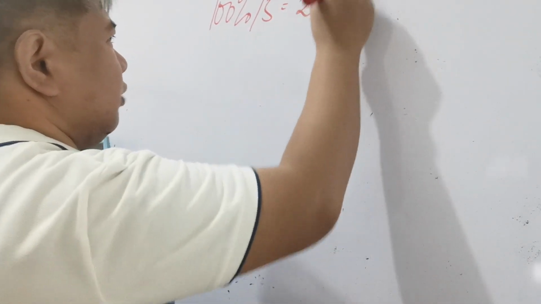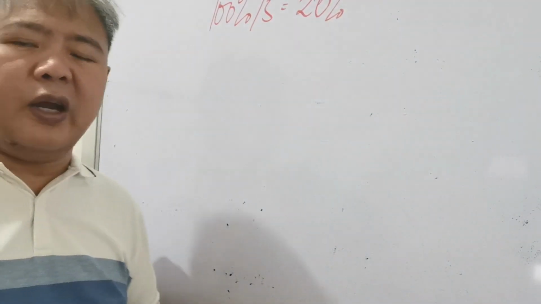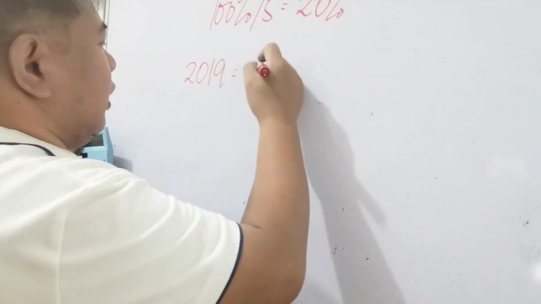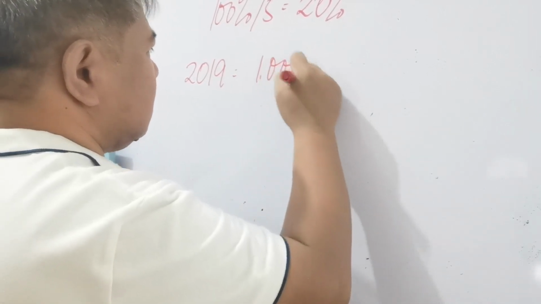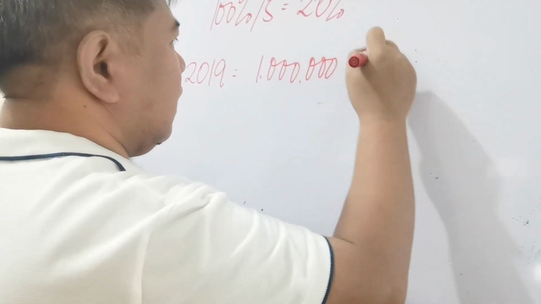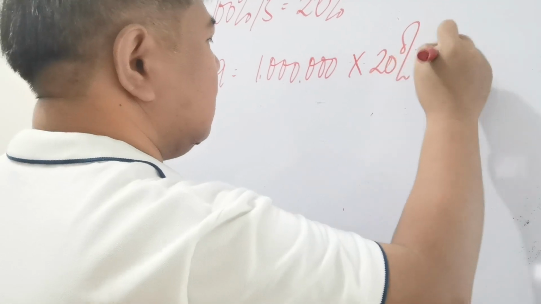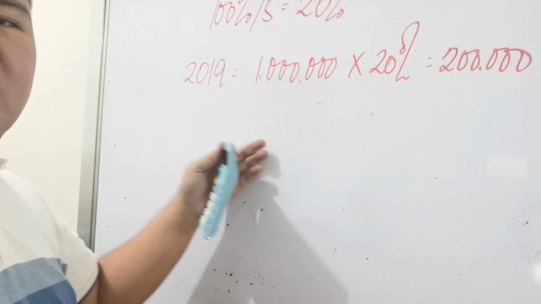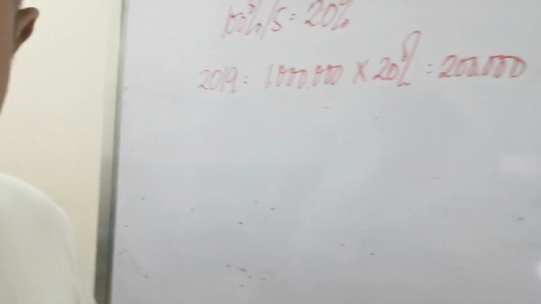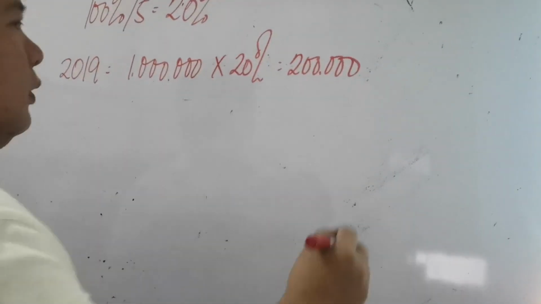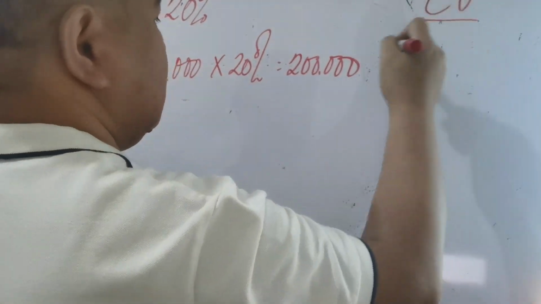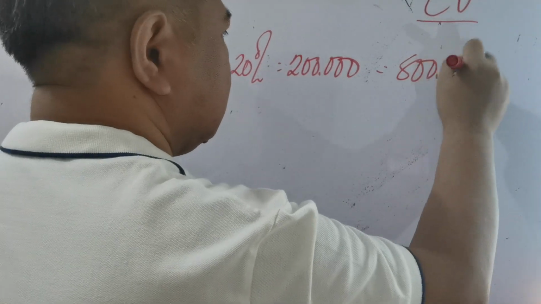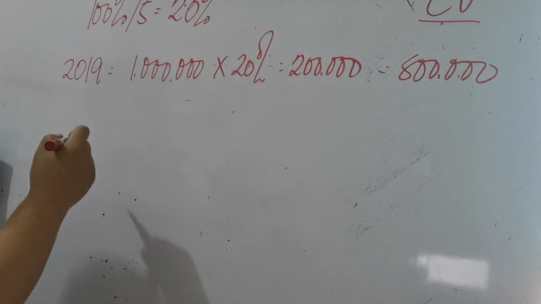The asset life is 5 years, so 100% divided by 5. The depreciation rate is 20%, right? Therefore, in the first year, 2019, that would be 1 million pesos times 20%. So this is 200,000. The balance of this equipment at the end of the first year, the carrying value, would be 1 million minus 200,000. That's going to be 800,000. Okay, how about for 2020?